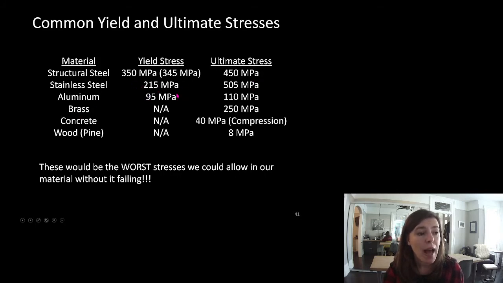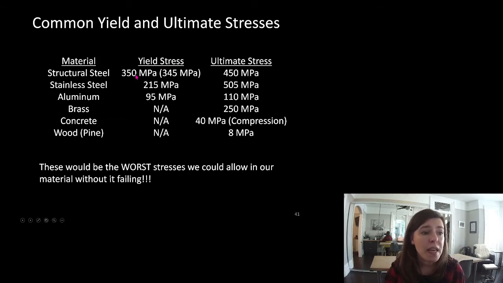Aluminum has less yield stress and less ultimate stress. The difference between the yield and ultimate is very small in aluminum. Concrete, again, this value changes. This was just an example.